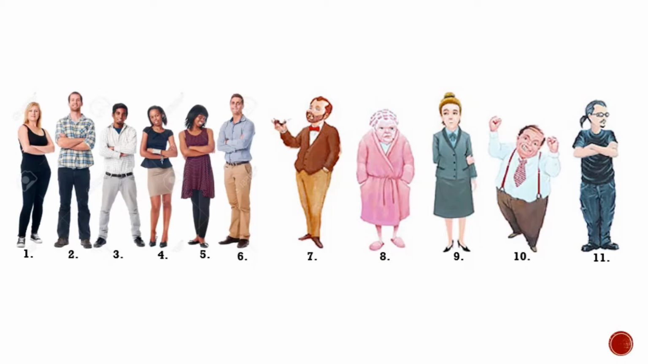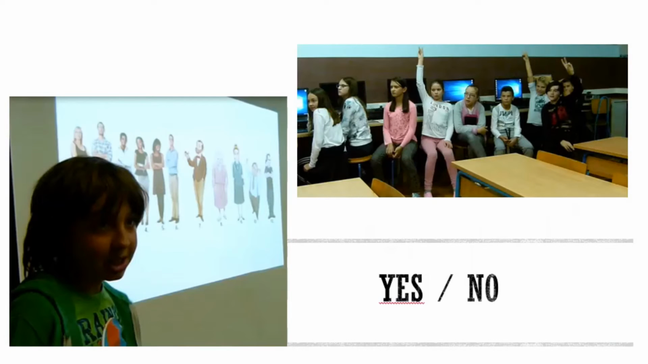In the next activity, students had to practice asking and answering questions about physical appearance. On the projector, they could see pictures of different looking people. One student chooses one person from the picture, and the other students ask him questions to try to guess which person he or she chose. Students could ask only yes and no questions.